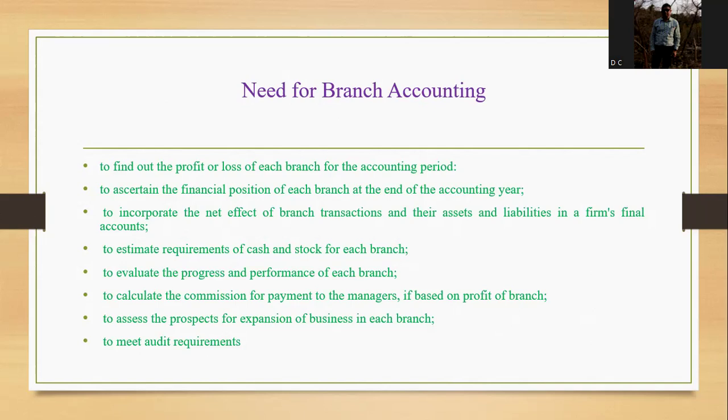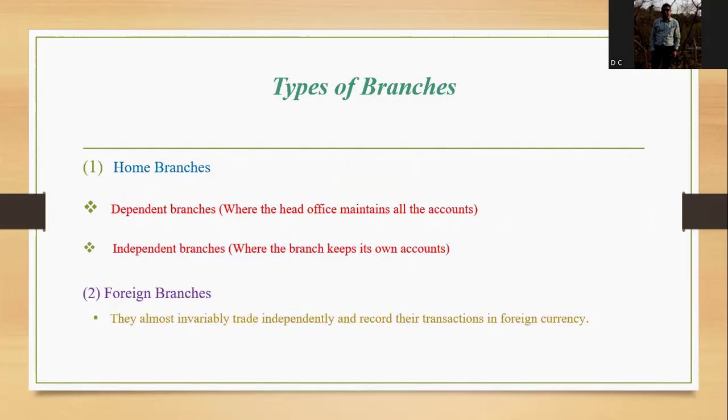And to meet the audit requirement, that is very, very important, because every branch has to be audited. Suppose State Bank of India or LIC, every branch has to meet the audit requirements, and this audit has to be done by chartered accountants. There may be internal audit, there may be external audits. So audit requirement is a must for every branch. So these are the needs for branch accounting.